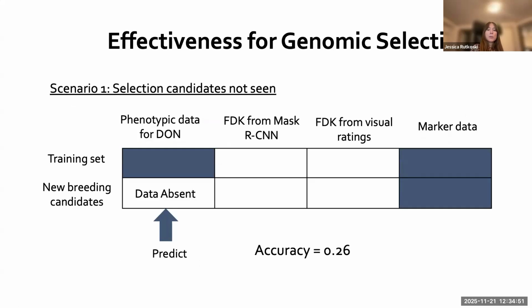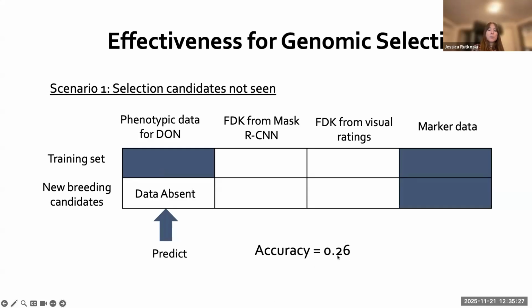So we looked at what if we use this in genomic selection? Can it help us improve accuracy at all? Here we look at the situation where we do not observe candidates. We just train the model with our training set, marker data for DON, and then we try to predict new candidates. So this is not having any observed kernel images or human raters involved. This is just the baseline: what's our prediction accuracy for DON?